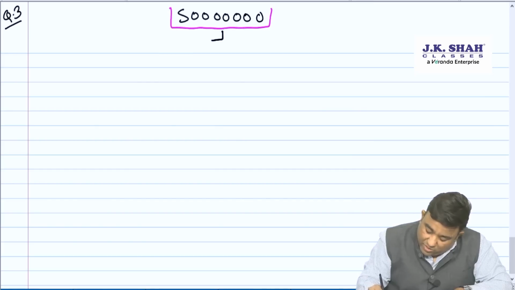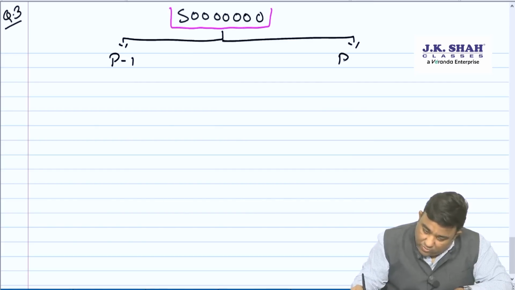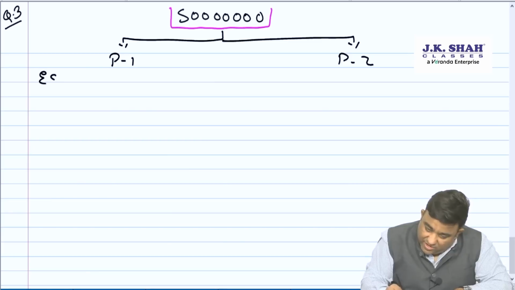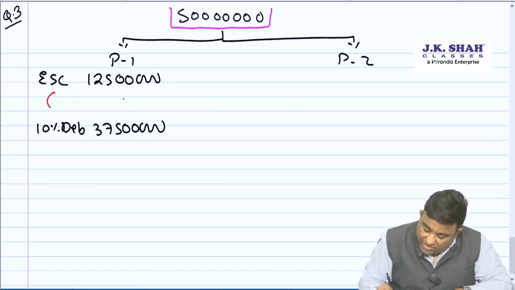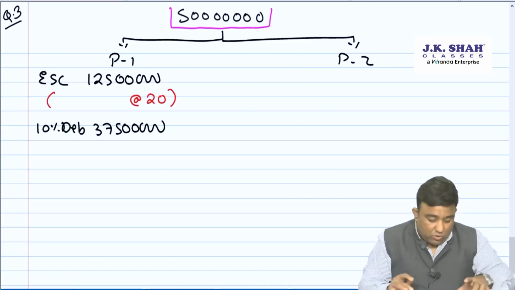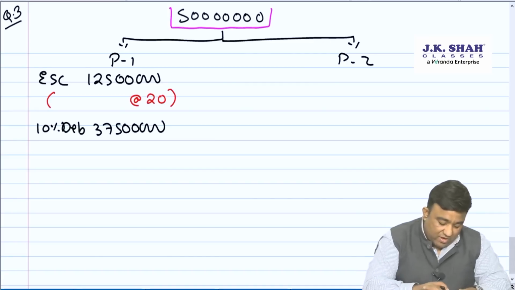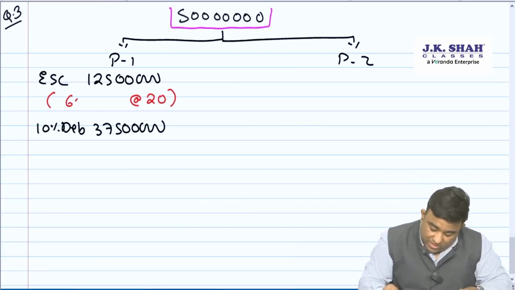Now student, where is this 5 crore going to come from? There are two plans given, plan 1 and plan 2. Plan 1, they say equity capital 25%, that is 1 crore 25 lakh, and thereafter they have given 10% debentures, which is 3 crore 75 lakh. Student, they have specifically given that the equity share will be at 20 rupees. So 1 crore 25 lakh divided by 20 is 6 lakh 25,000.